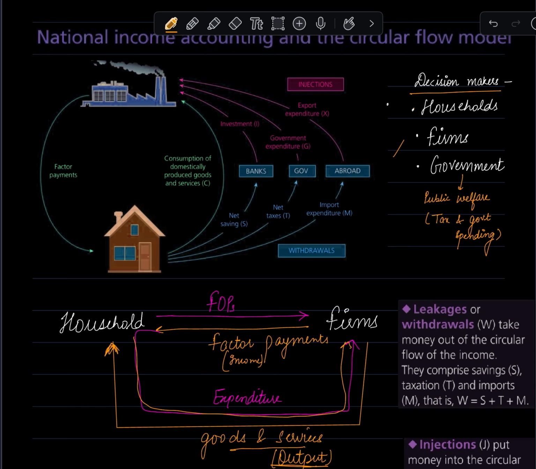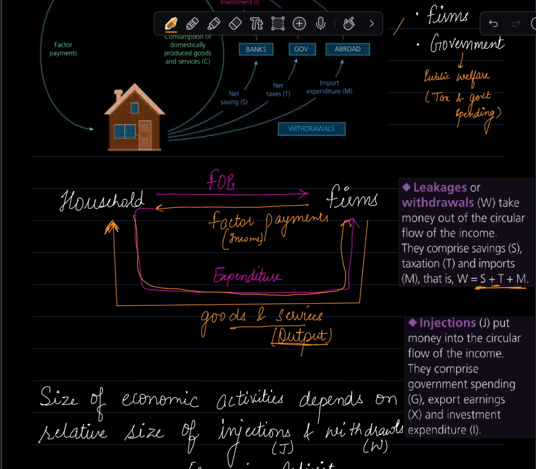In the open economic system, we have leakages, also known as withdrawals, and injections. Leakages are something that takes money out of the economy, that decreases the money supply in the economy. There are three leakages: savings, taxes, and imports. These three components take the money out of the economic system. Then we have injections. Injections means something that puts money into the economy. We have three components here: government spending, export earnings, and investments.